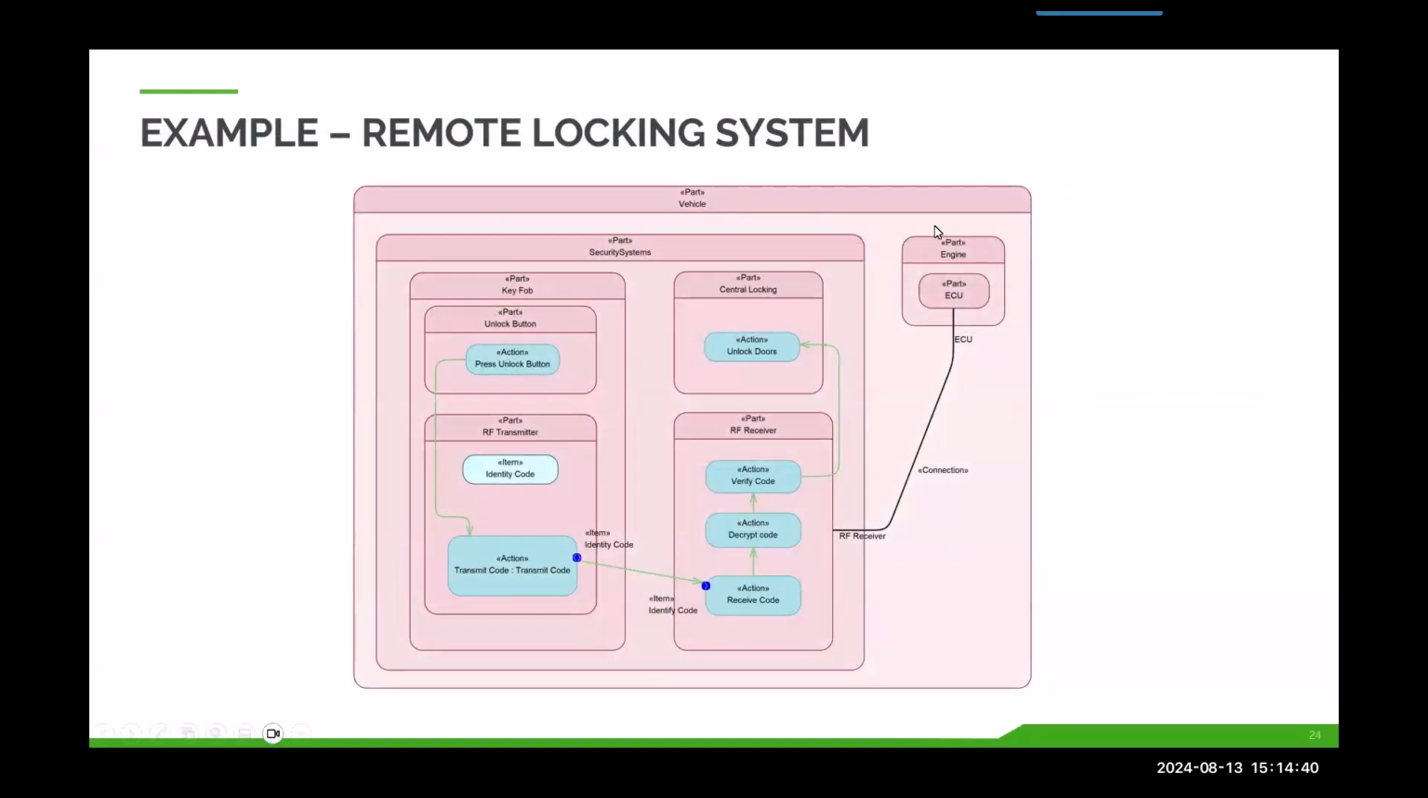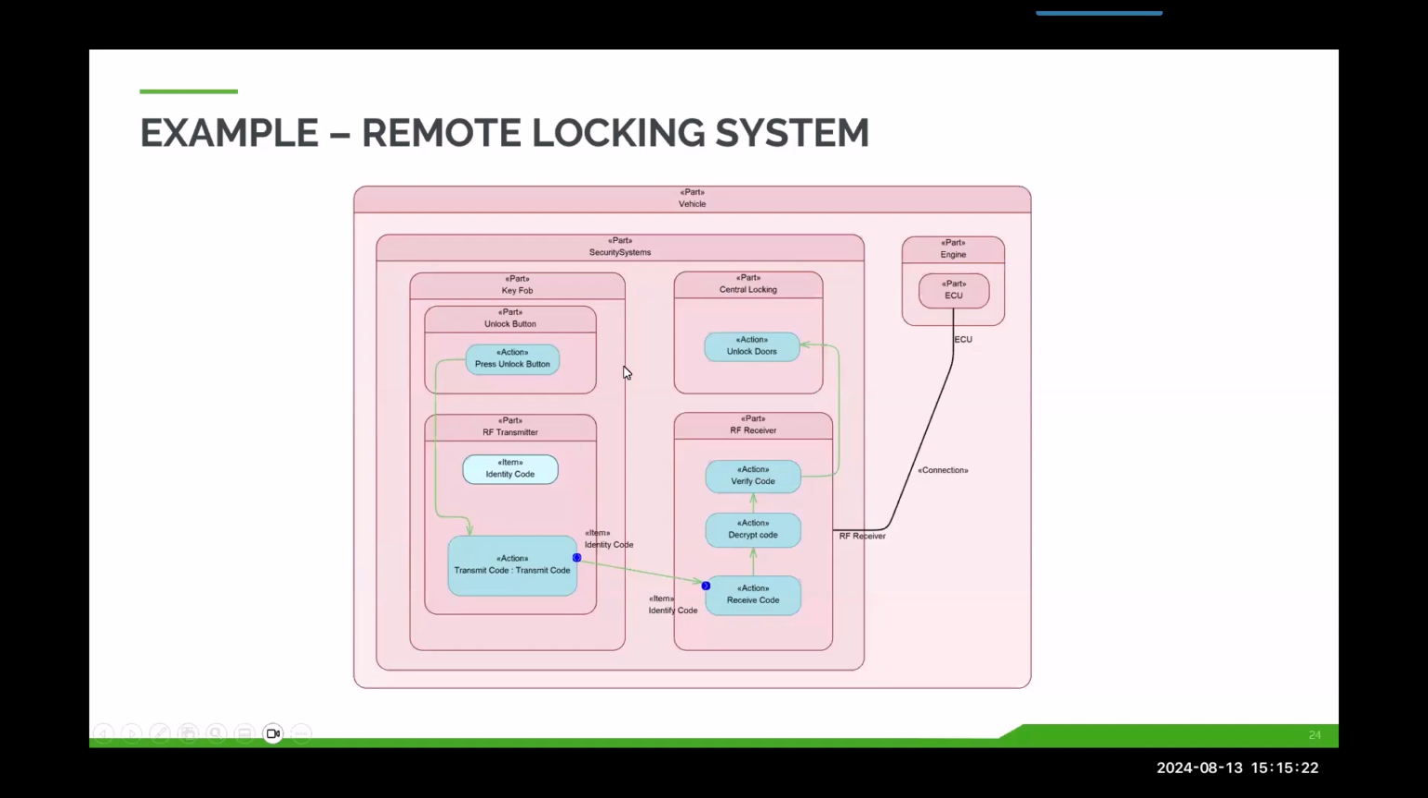Here's another example, and we can see now that the action model has been overlaid and shown within the actual context in which it would be defined. Typically it will be defined within a logical structure. So we have a vehicle at the top with some security system components, and then a very basic model of an engine with an ECU on the right. This model is a remote locking system. We have a key fob with a button and a radio frequency transmitter, and then on the vehicle, the central locking system and a radio frequency receiver.